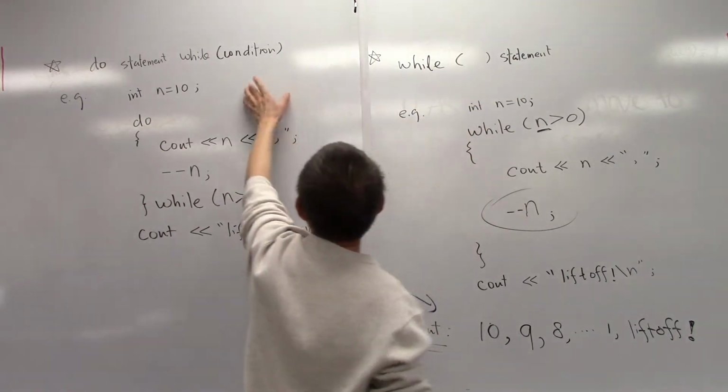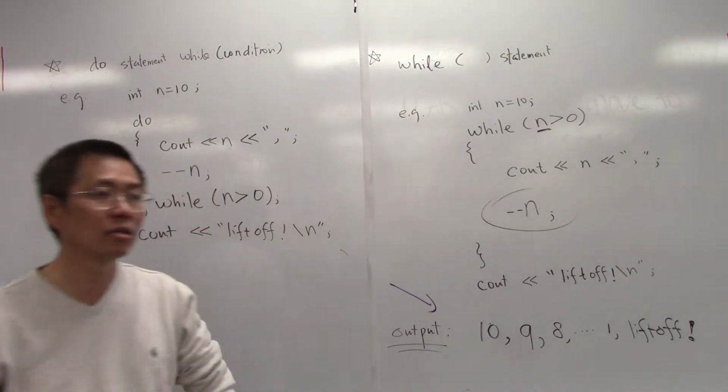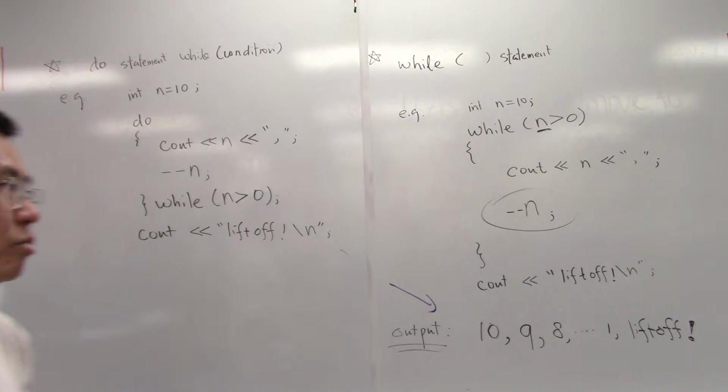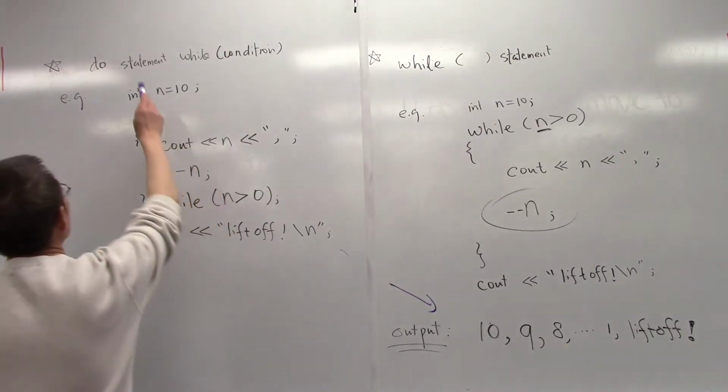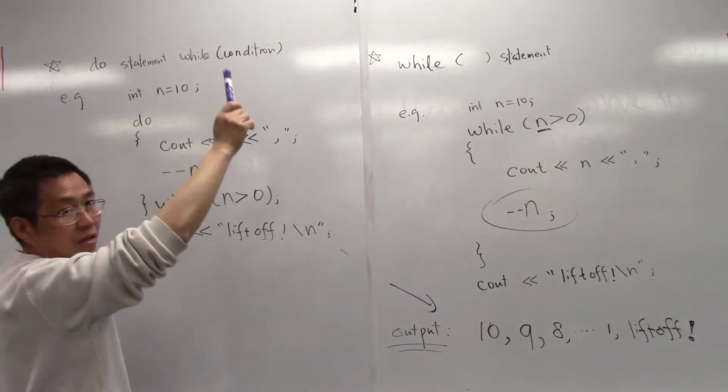But when the initial condition is true, the two loops, the while loop and the do while loop, are exactly the same. Okay, so that's the only difference. The only difference is whether this statement gets executed once the first time or not. Okay.